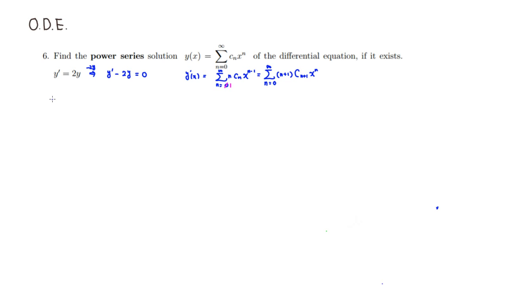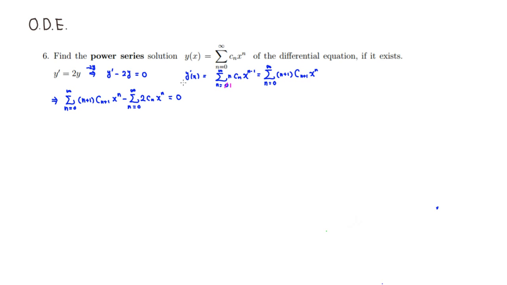So y prime we just found, so it's a summation, n goes from 0 to infinity, of n plus 1 times c n plus 1 times x to the n, minus the summation, n goes from 0 to infinity, of 2 times cn x to the n. I'm going to put the 2 inside. And the right hand side is 0, so I just put 0 there.